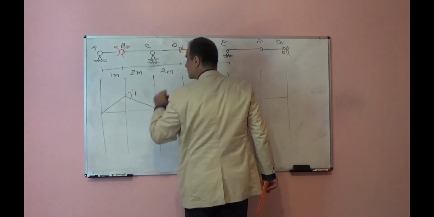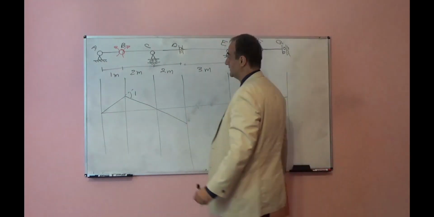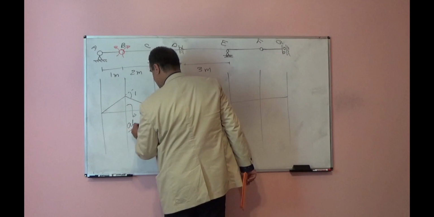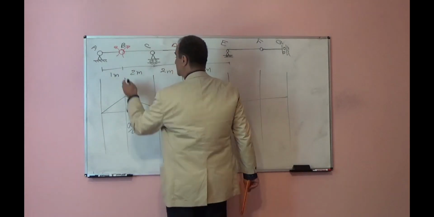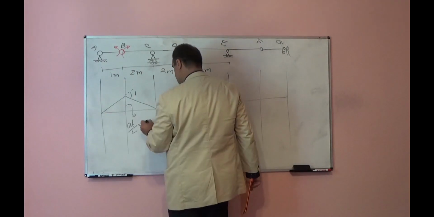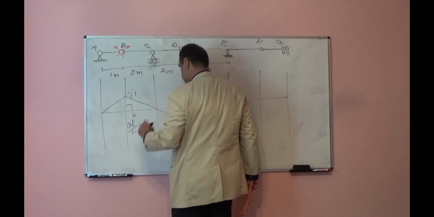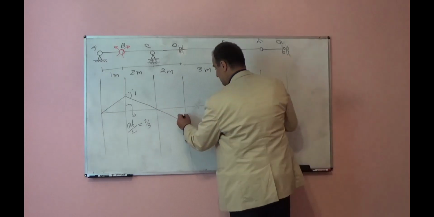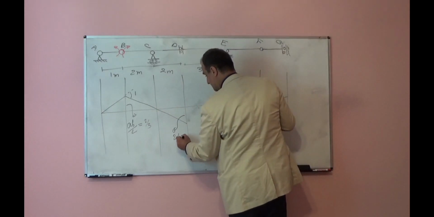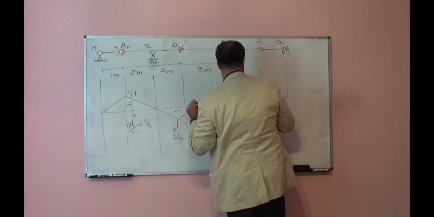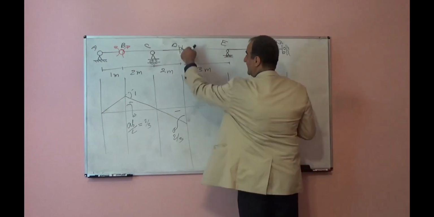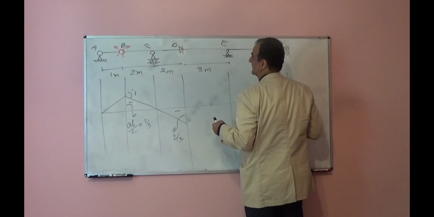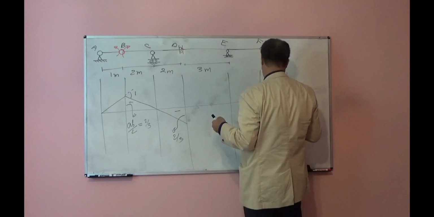This angle should be a unit angle, 1 radian. And this will be AB over L. This height at A is 1 times 2 over 3, which will be 2 over 3. From similar triangles, you can find this is again 2 over 3, positive, negative. We have a shear connection here. Left side and right side should be parallel.